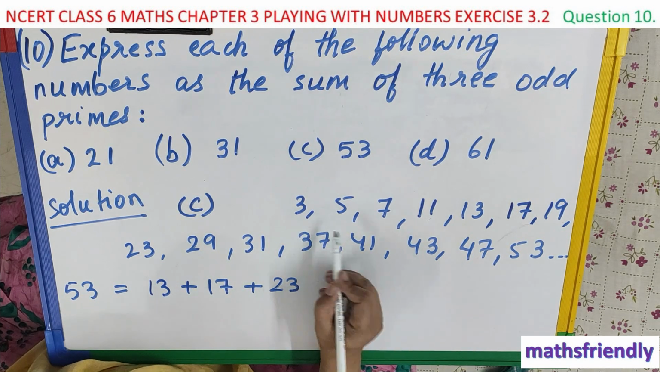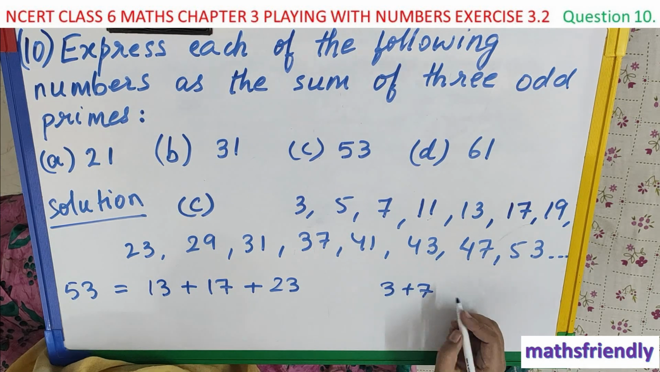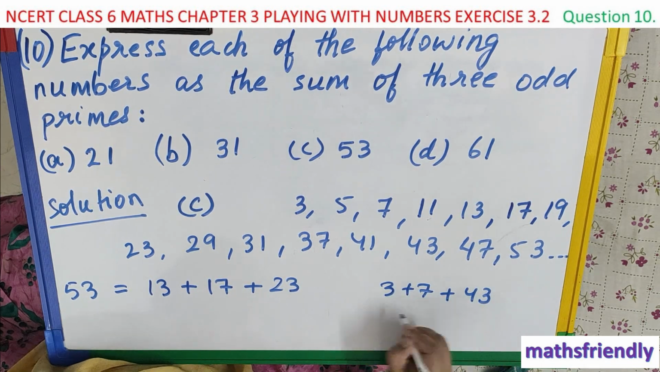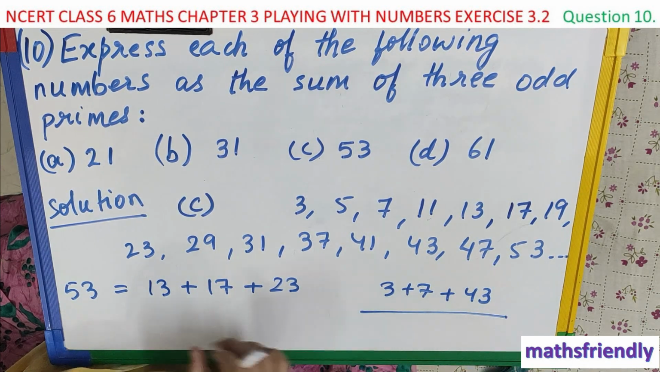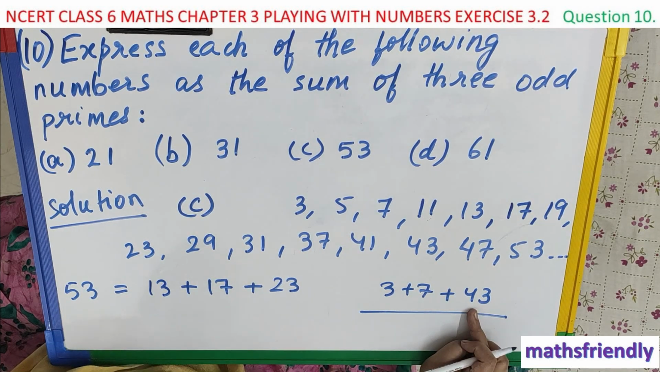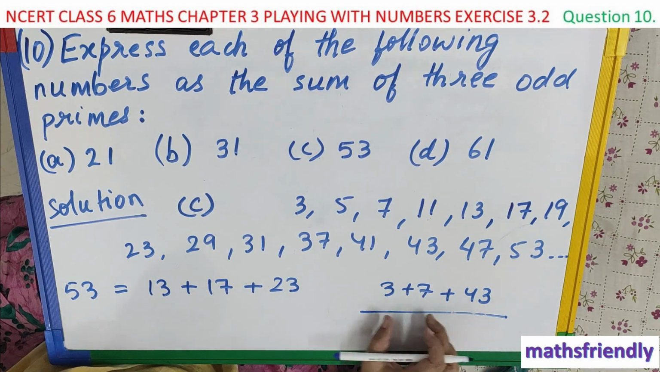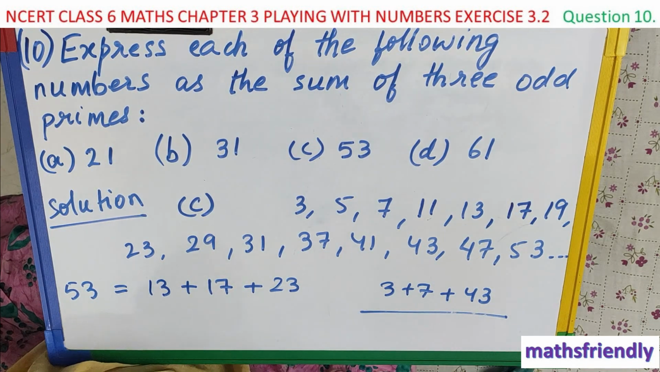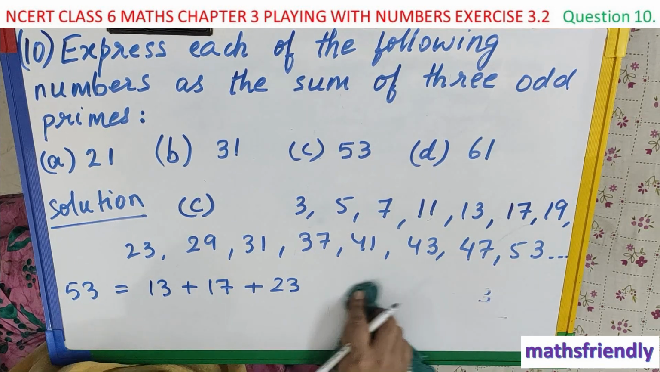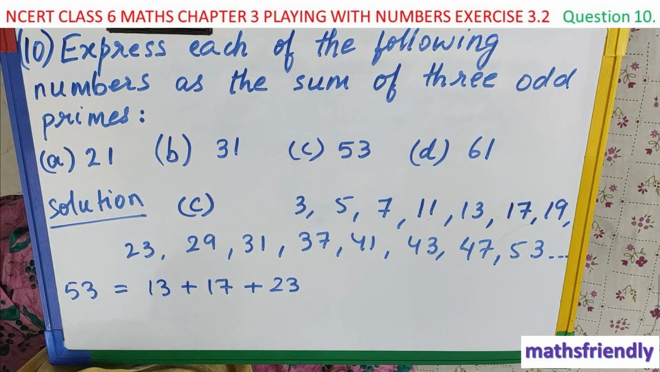Like if we take 3 plus 7, that is 10, and 10 plus 43 gives 53. So this is one way to express this 53 as a sum of 3 odd prime numbers. According to our convenience, we can choose the numbers and we can find the sum as 53. Okay, now let us come to question number D.